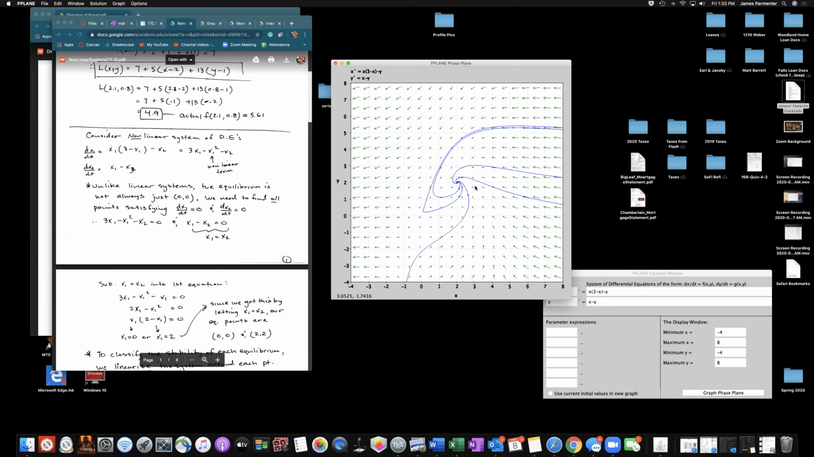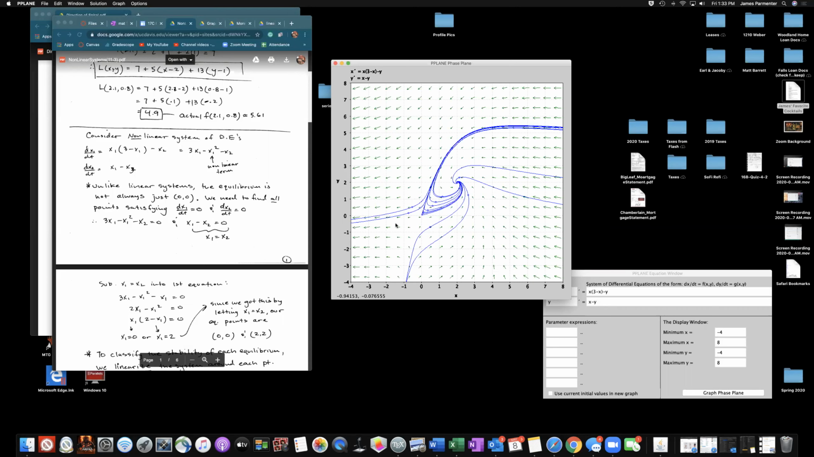Whereas 0, 0, I think I said was a saddle. So if we get too close to 0, 0, so here's 0, 0, I'm getting closer to it, closer to it, closer to it. It looks like here we're fine, but if we go over on this side of 0, 0, oh, funky things happen. Or this side, right, we start shooting far away from it.